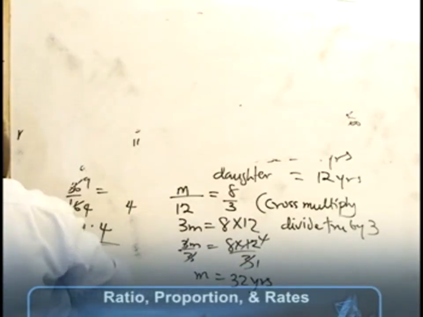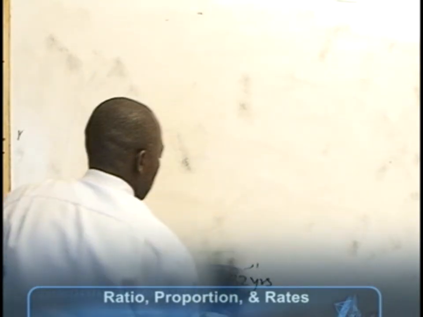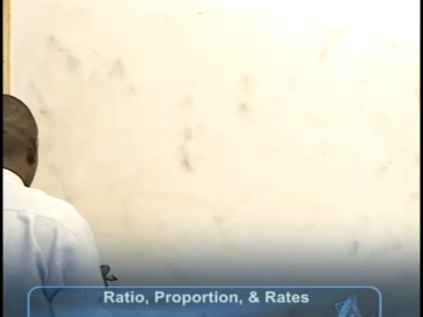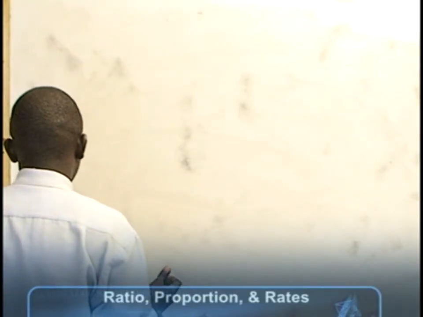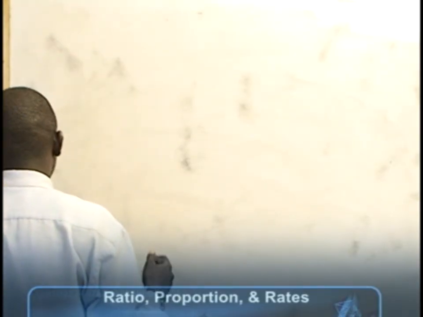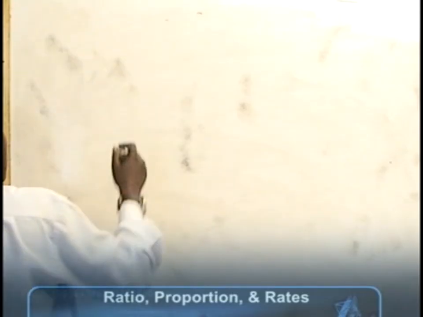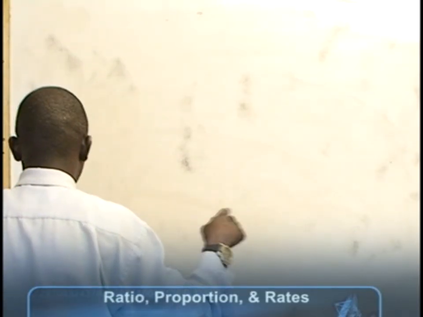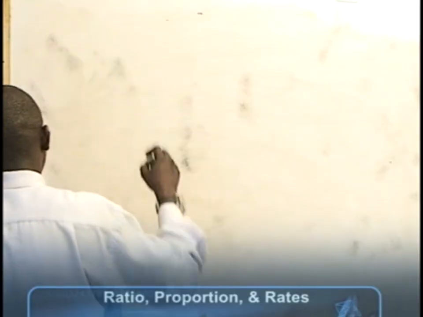All right. Still under ratio, proportion, and rates. In a school, the number of girls exceeds the number of boys by 15%. The number of boys is exceeded by the number of girls by 15%. Find the ratio of the number of boys to girls.